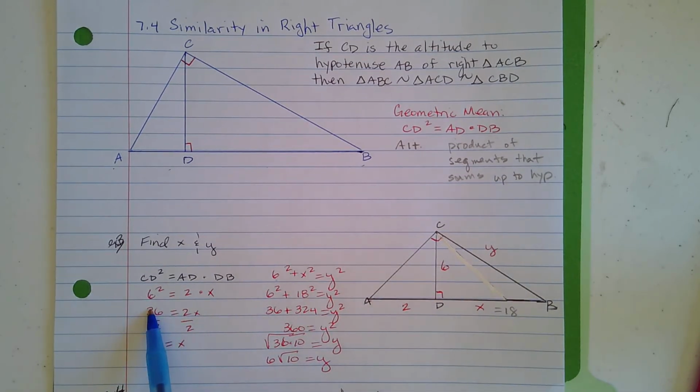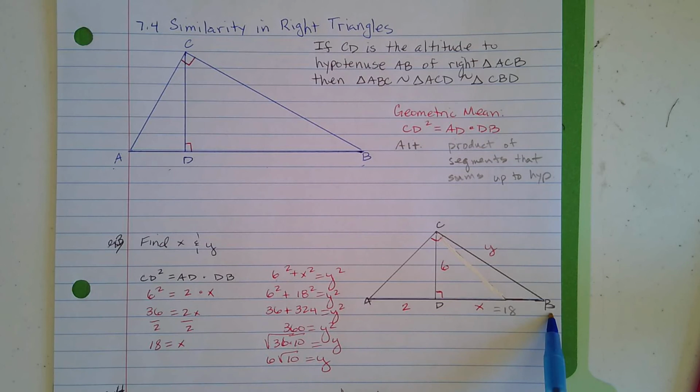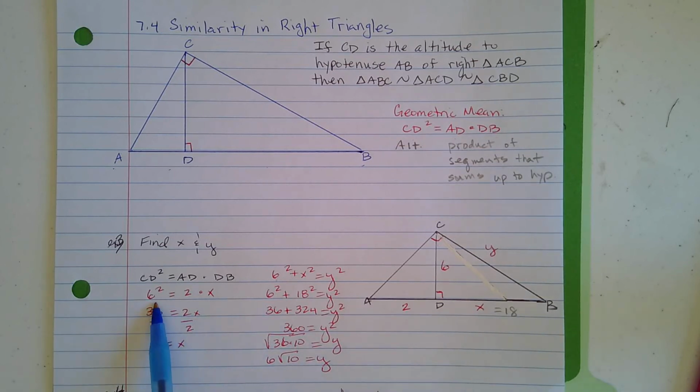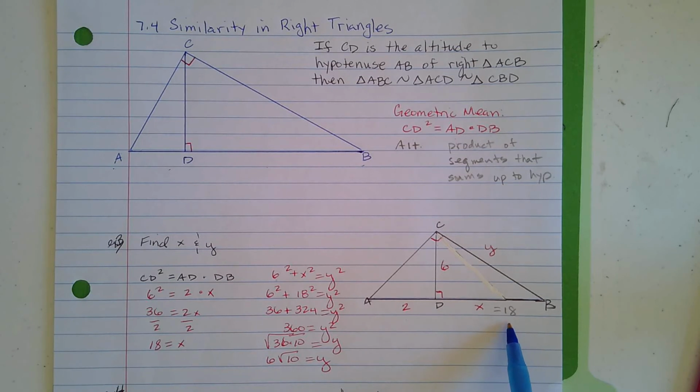CD is 6, so 6 squared equals 2 times DB. DB is x. So we have 6 squared equals 2x. Divide by 2, x equals 18. So that's where we got the 18.